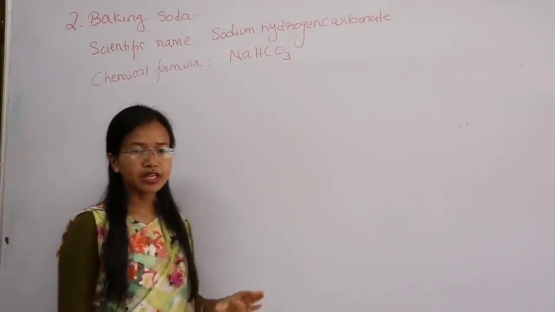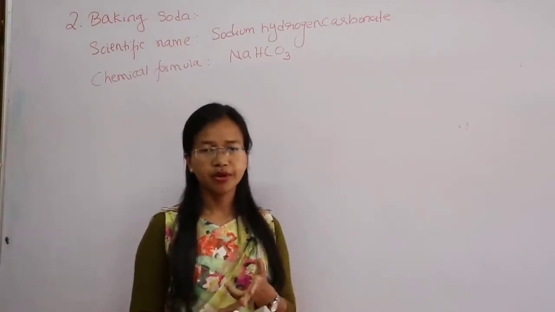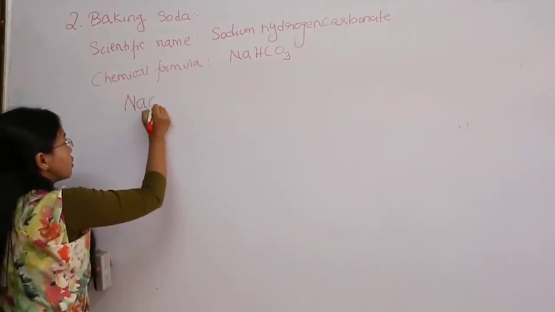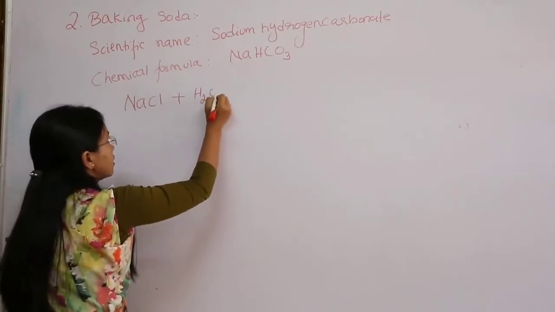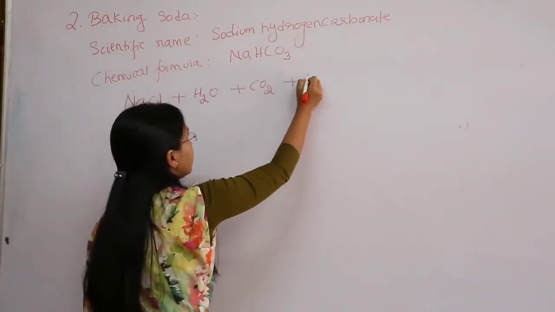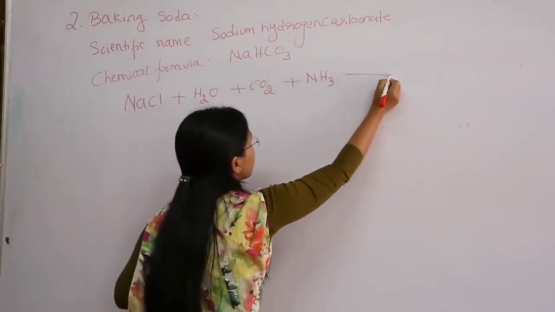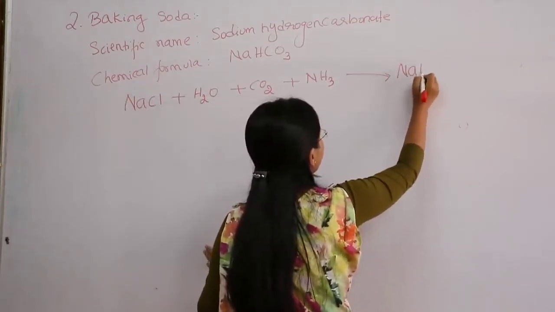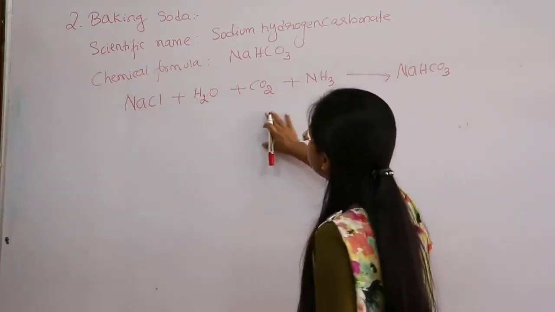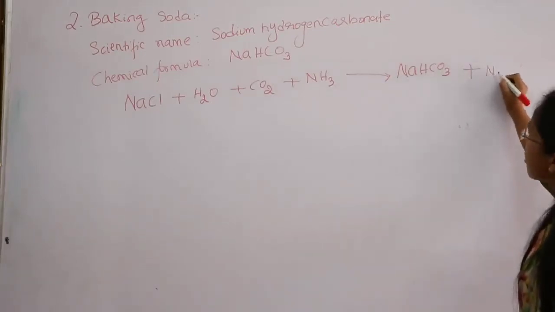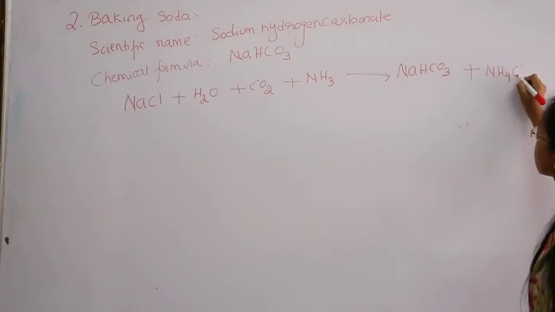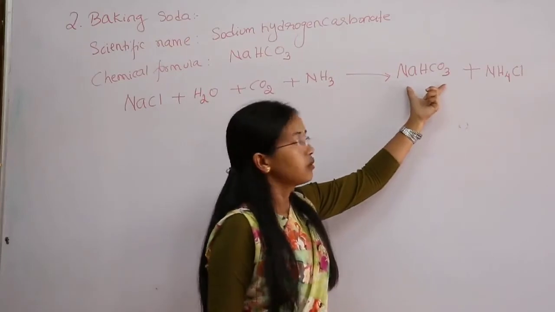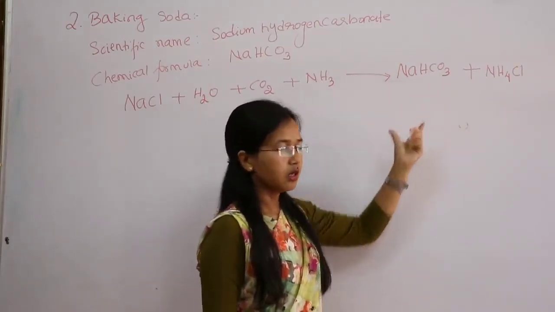It is produced by the reaction of sodium chloride, water, carbon dioxide and ammonia. To understand that, here I'll write the reaction: sodium chloride, water, carbon dioxide and ammonia. So we are going to get sodium hydrogen carbonate, NaHCO3. Then the remaining is ammonium chloride, NH4Cl. So this is the baking soda or the sodium hydrogen carbonate.